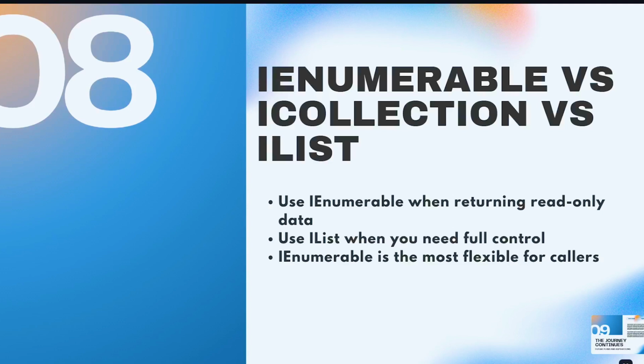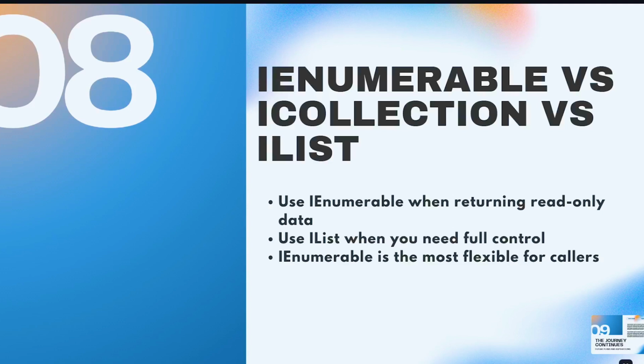And the last one we have is IList, which adds indexed access like list[0], list[1], list[2], list[3] and so on, on top of everything ICollection has. A list is like a numbered shelf. You can go directly to shelf number 3 without checking 1 and 2 first.